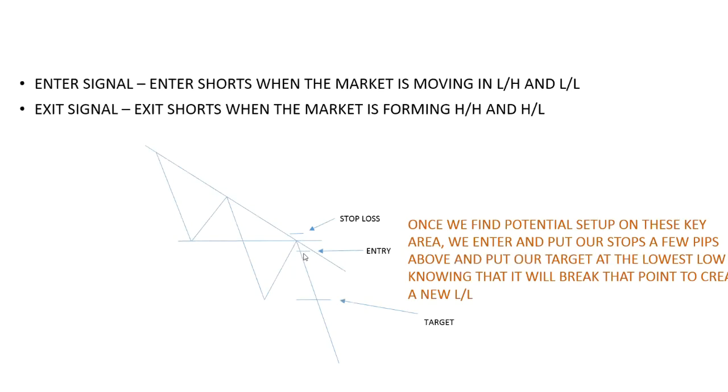Then we enter here with our stop loss above, believing that if it breaks, it will come back, treat it as support, and go all the way up. We notice that it's a downtrend, so it continues to form lower lows, meaning that it's going to break this low to form a new lower low.